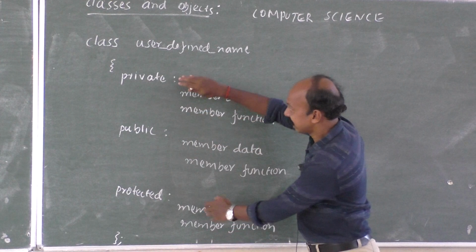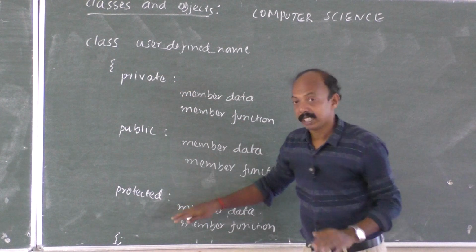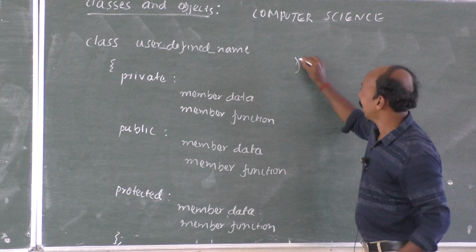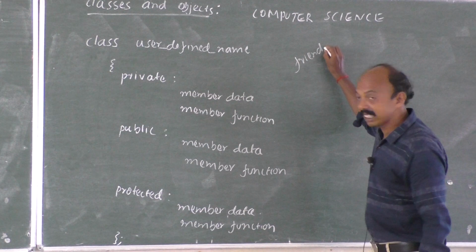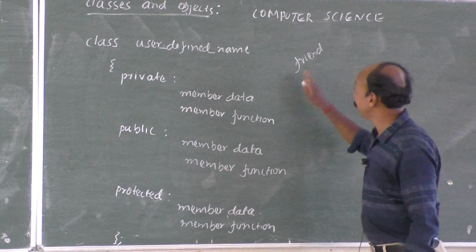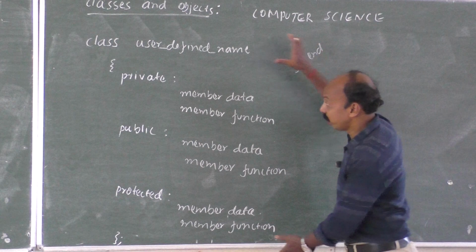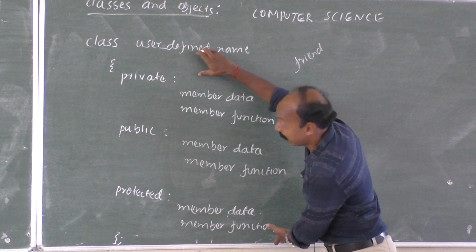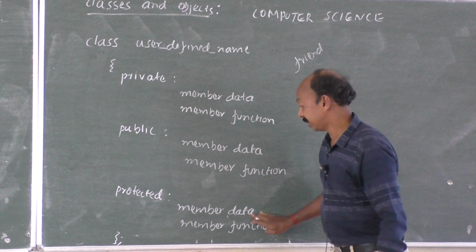Protected works something like the private, but apart from that, there are two more concepts. One is that we have seen in the last class, just I am trying to recall it back. Friend functions can access these member data and member functions. What's a friend function? Friend function is a function which is not defined inside the class but can access the member data and member functions.